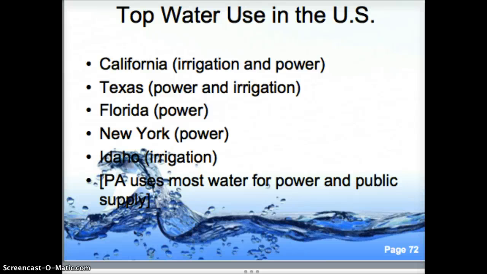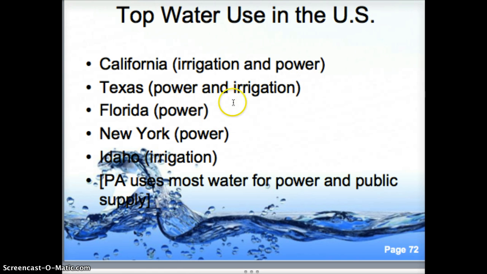The top water use in the U.S. by states are California, Texas, Florida, New York, and Idaho. Those are the top 5 states in terms of the quantity of water they use, and you can see beside them I've written why they use them. Irrigation number 1 and power number 2 in California.